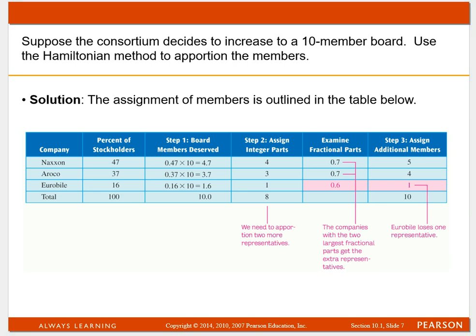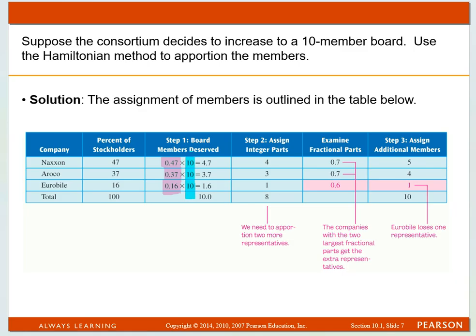Okay, now let's say that consortium board that started with 9 members decides to increase it to 10 members. They're going to have to go back and use the Hamilton method a second time. Now, the number of stockholders hasn't changed. So when you're looking at your percentages, Naxum still has 47, Aerocoast 37, and Eurobile is 10. Those percentages have not changed. What has changed is the number of members on the board.